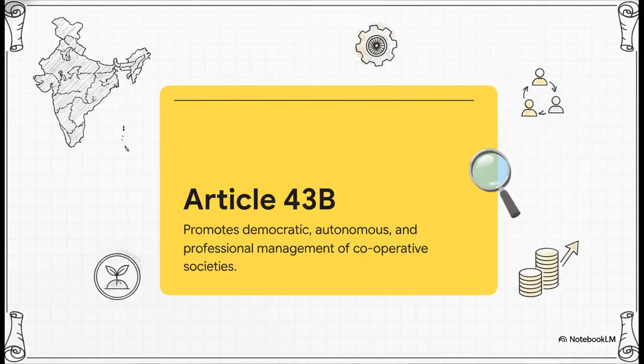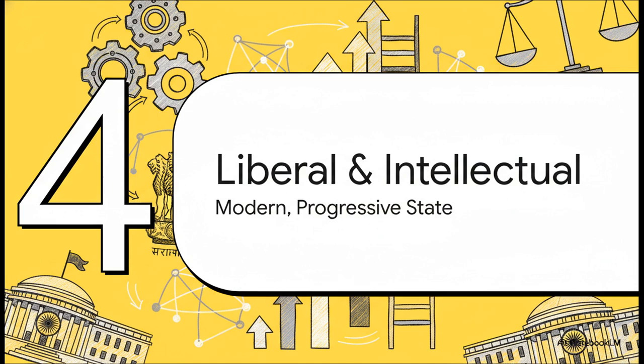And this is it, Article 43B. Its whole purpose is to strengthen the cooperative movement, which is so central to that Gandhian ideal of economic self-sufficiency at the local level. Make sure you remember this article, as exam questions often love to test us on the more recent amendments. Okay, on to our final category.